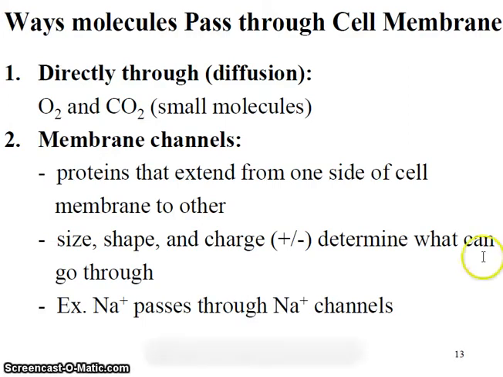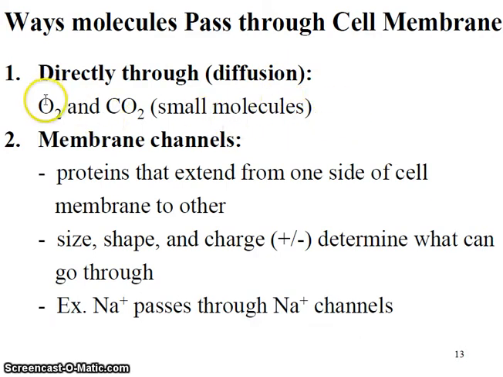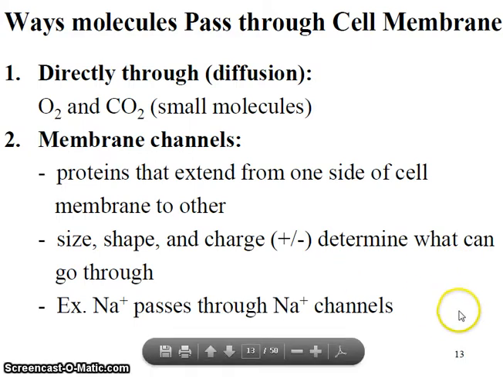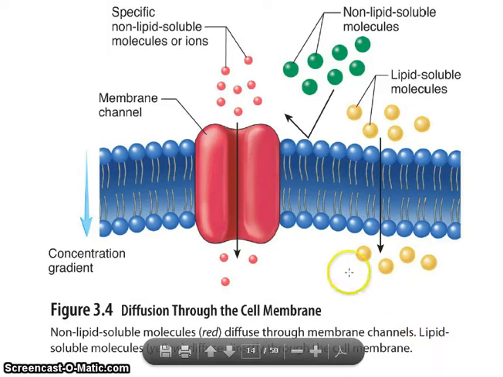Molecules can pass through a cell membrane directly by diffusion. Small molecules such as oxygen and carbon dioxide will diffuse through the cell membrane. Some molecules pass via membrane channels. These channels are formed of proteins, and for example, sodium will pass directly through membrane channels. You will need to review this in your text. Here is an example.